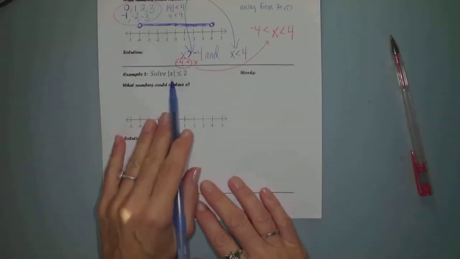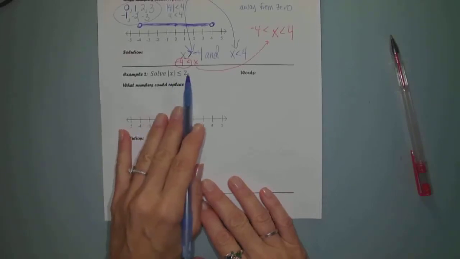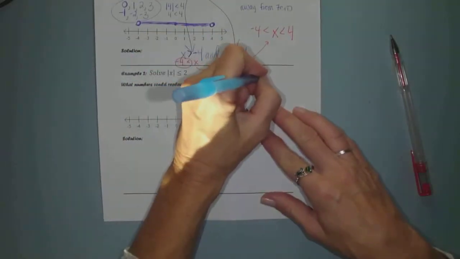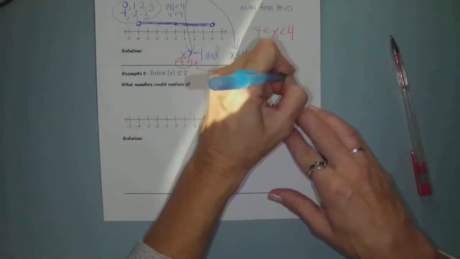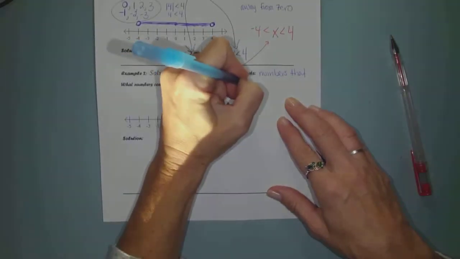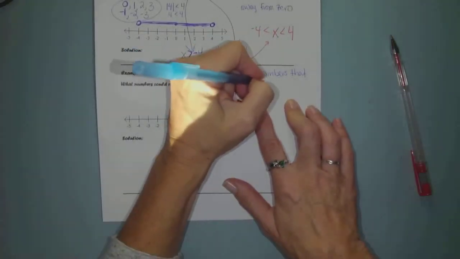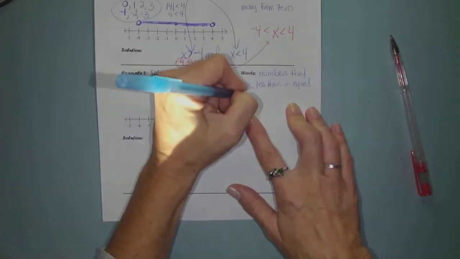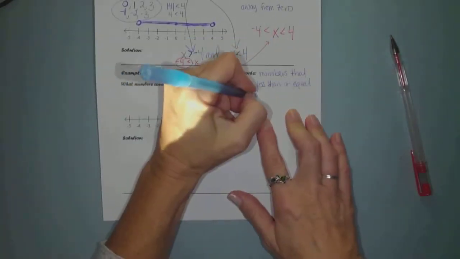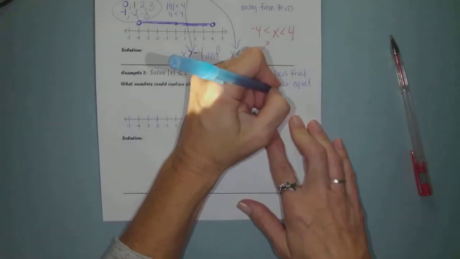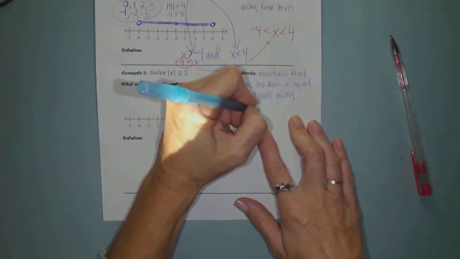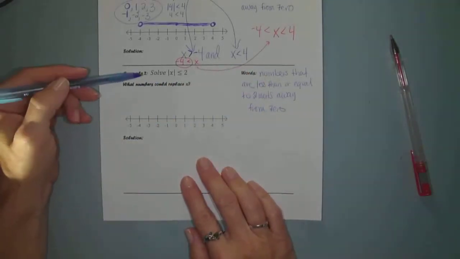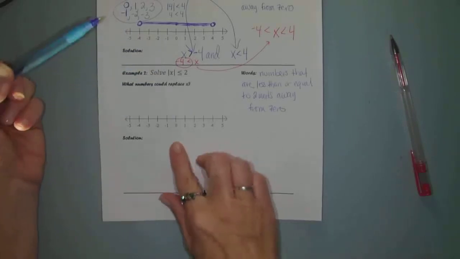The absolute value of x is less than or equal to 2. So in words, we're looking for numbers that are less than or equal to, so no more than, 2 units away from 0. Okay, so what numbers are less than or equal to 2 units away from 0?